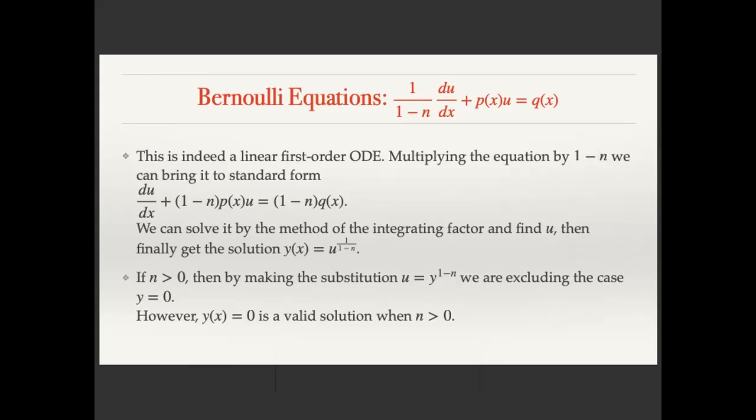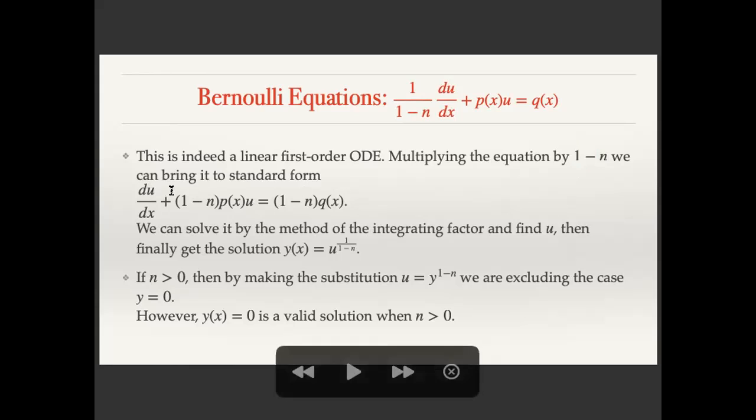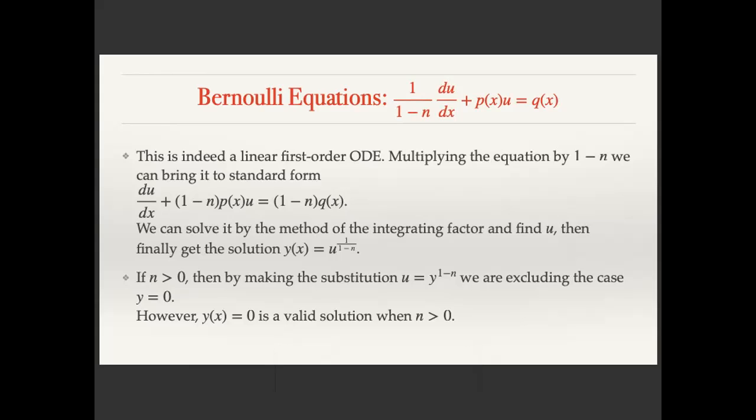After we multiply by 1 minus n, we get u prime plus (1 minus n) times p of x times u is equal to (1 minus n) times q of x. So this is certainly a linear equation. Now it is also written in the standard form, and you can solve it using the method of the integrating factor that we have spoken about earlier.